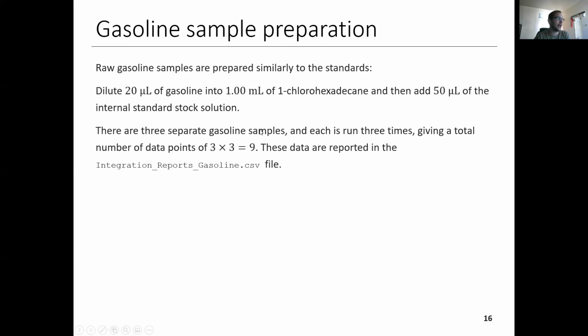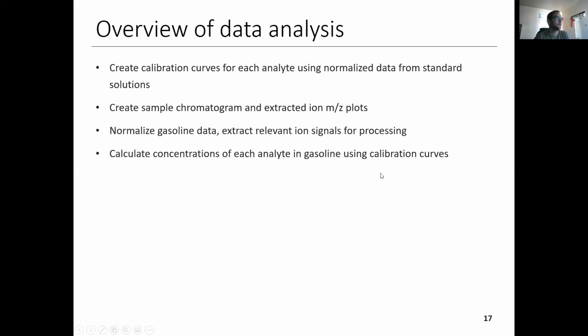And so for this lab, I generated some random data. So we have 3 different gasoline samples. And each sample is only run 3 times, not 3 different vials of dilutions. In theory, we should probably do also 3 different solution preps and 3 different runs for each of those, but this is enough data, I think, for us to make the point. And so these data are summarized in the integration reports gasoline.csv file.